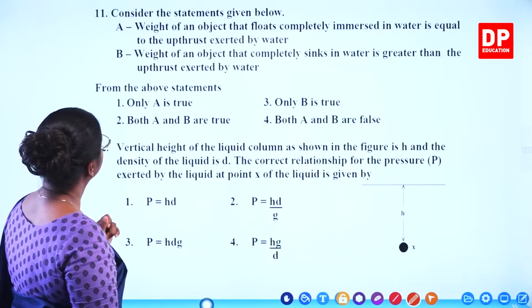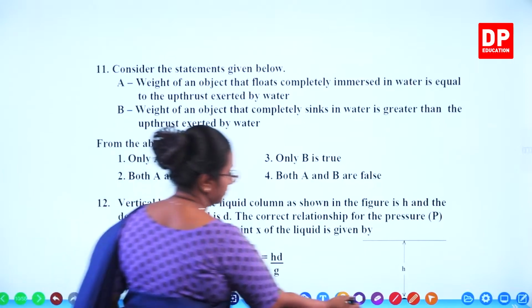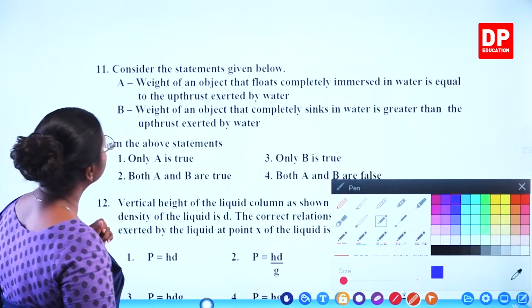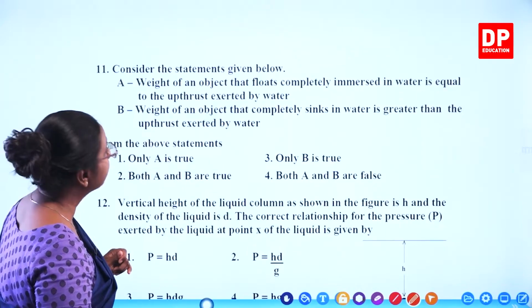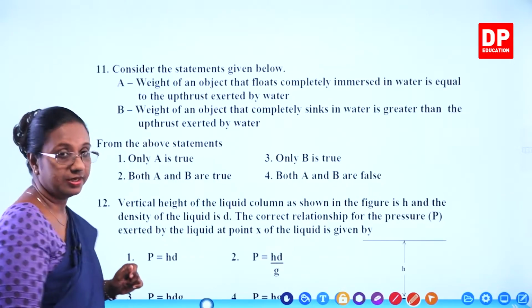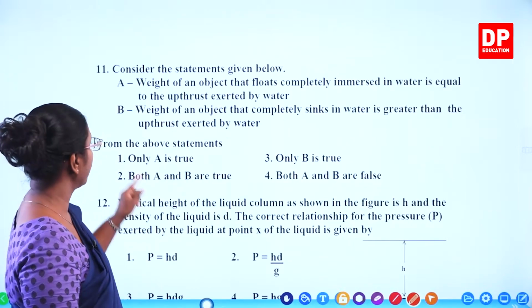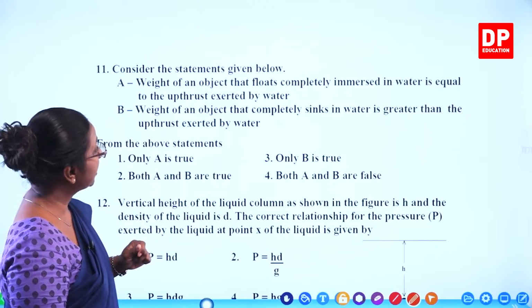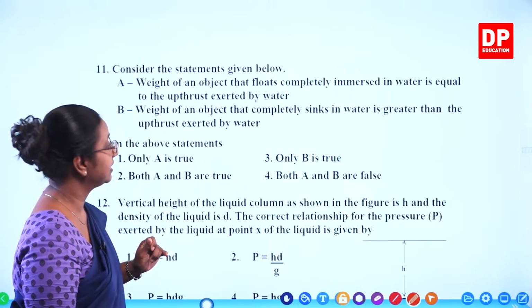Extra question 11. Consider the statements given below. A. Weight of an object that floats completely immersed in water is equal to the upthrust exerted by water. That is correct. B. Weight of an object that completely sinks in water is greater than the upthrust exerted by water.